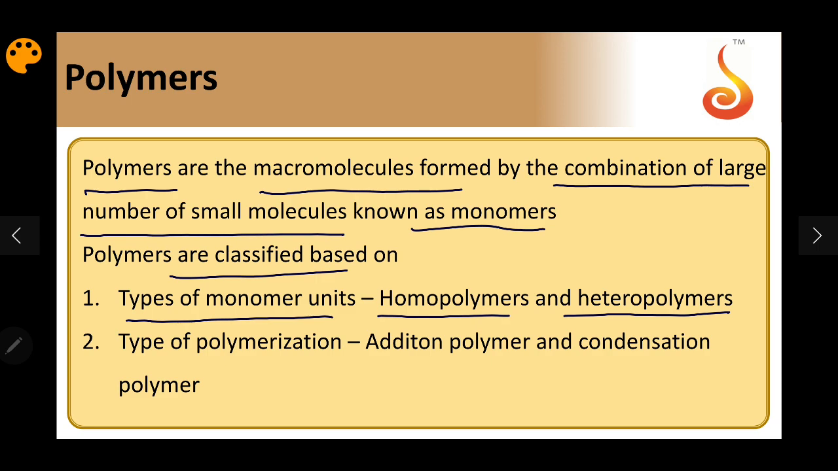And second, based on the method of polymerization, we have addition polymer and condensation polymer. Addition polymers are the polymers where two monomers add onto each other without loss of any atom or molecule, and the process is called addition polymerization. Condensation polymerization is where two or more monomer molecules combine with each other with the elimination of simple molecules like water or ammonia. So the process is known as condensation polymerization.